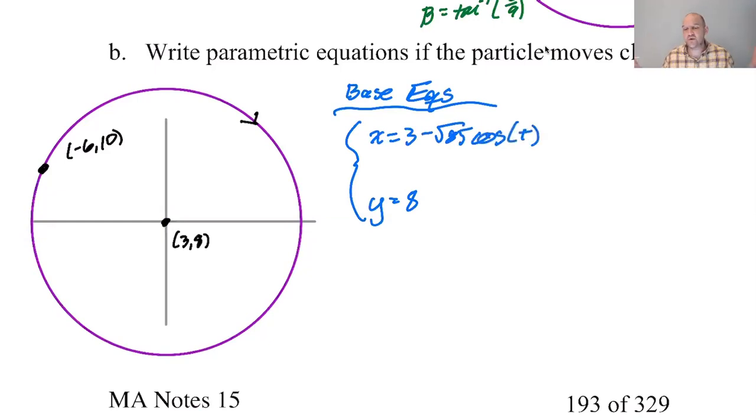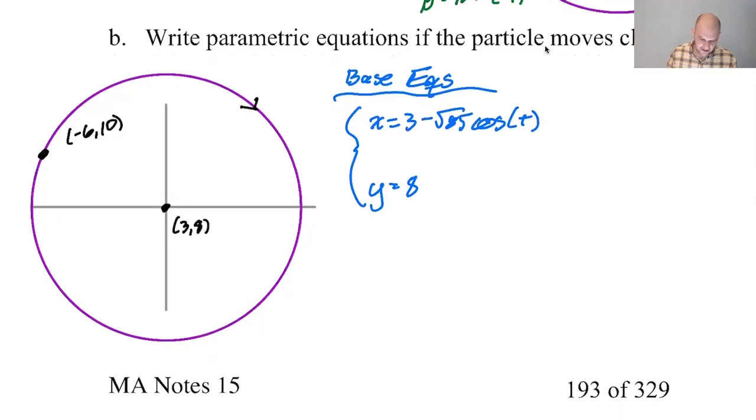I'm going to assume it takes 2 pi because I wasn't told otherwise. And then sine. If I use cosine, I'm using sine. So y is going to be sine, but what kind of sine? Start in the middle, go to a maximum. That is actually positive sine. So radical 85 sine of t.